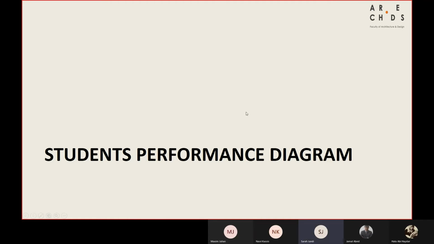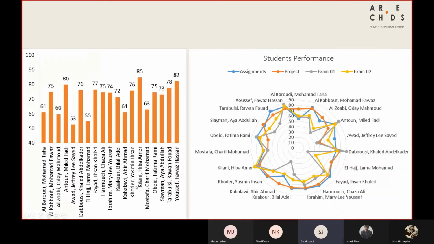Students' performance diagram. This graph shows us the average grade for every student during the whole semester. And the graph to the right shows the grades of each assessment for each student. If we take an example, Milad Antoine, we can see that he did well in exam 1, exam 2, and the assignments, but did not do very well in the project. And if we take another example, we will find different results in the assessments, of course.